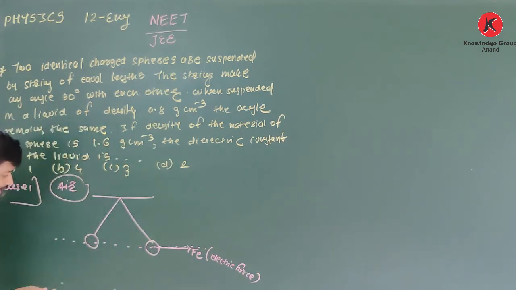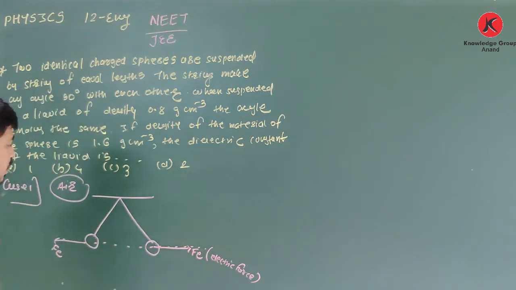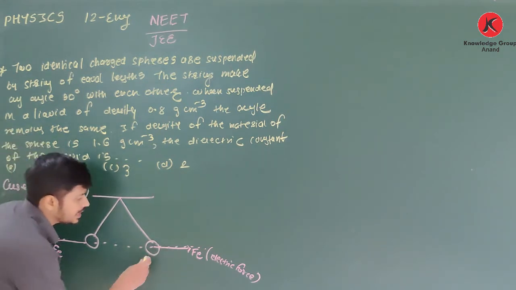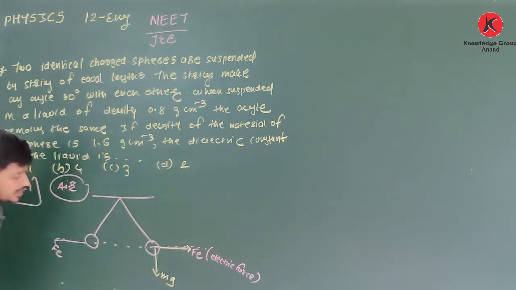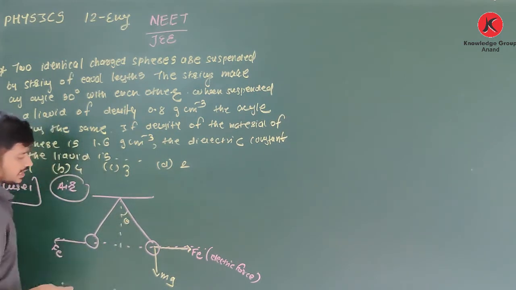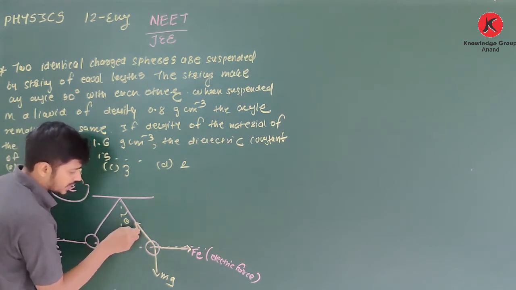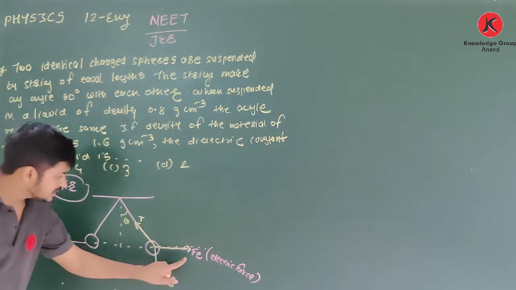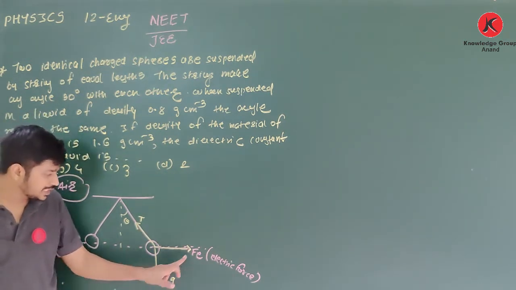This force is acting on both spheres, Fe. But I will draw the free body diagram only for one sphere. The sphere has mass, so Fe is in this direction, and the weight mg always acts in the downward direction. Let this angle be theta. And the tension produced in the string is in this direction, that is T. The forces acting on the sphere are mg, Fe, and T.